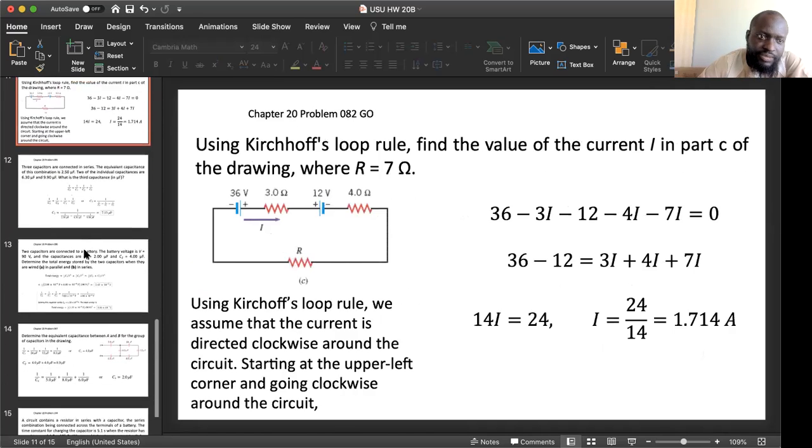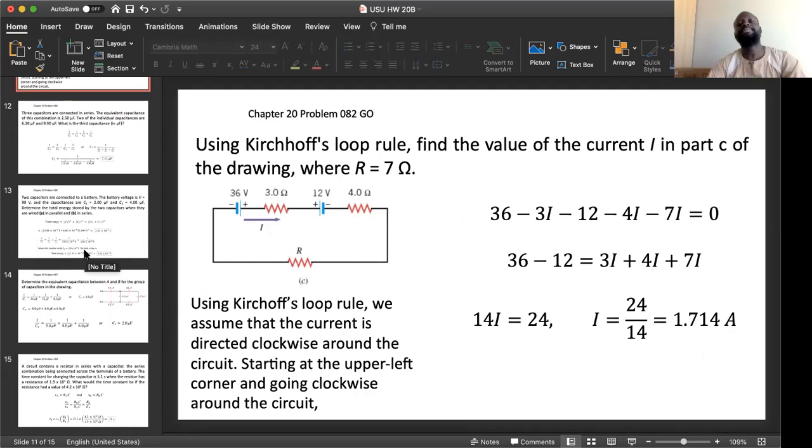So let me go to the next one. Chapter 20, problem 82. Using Kirchhoff's loop rule, find the value of the current I in part C of the drawing where R is 7 ohms. So this is the drawing. We're going to use the same thing. Start from the top left, take our current to be flowing clockwise, take our loop to be also clockwise. So this is going to be plus 36 from minus to plus, so plus 36 minus 3i, minus 12 because it's from plus to minus, so minus 12 minus 4i.